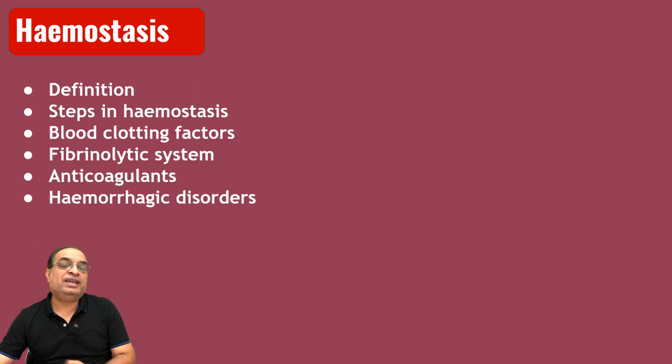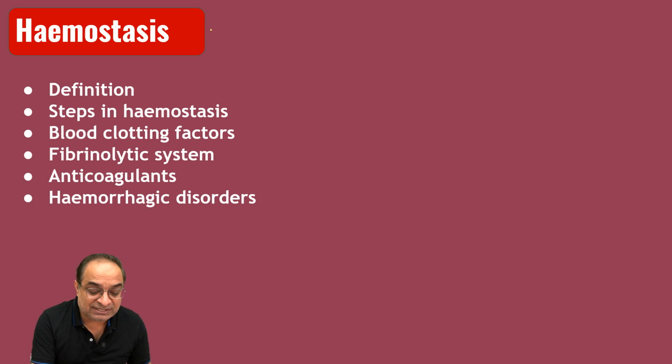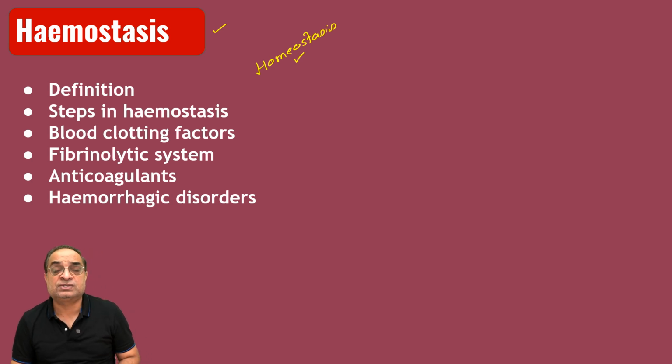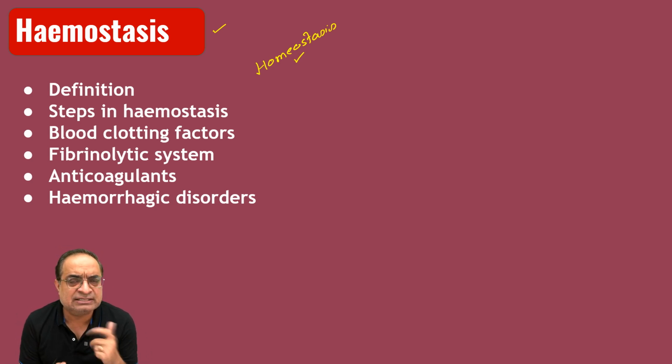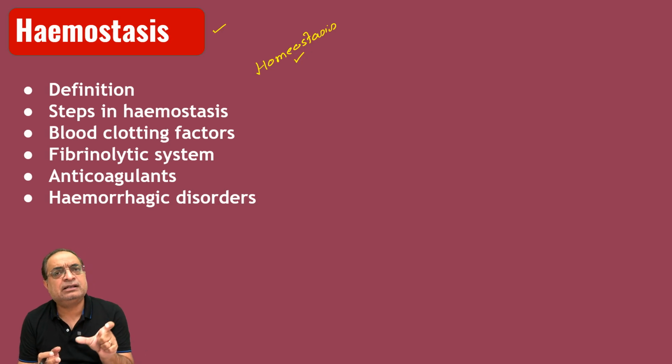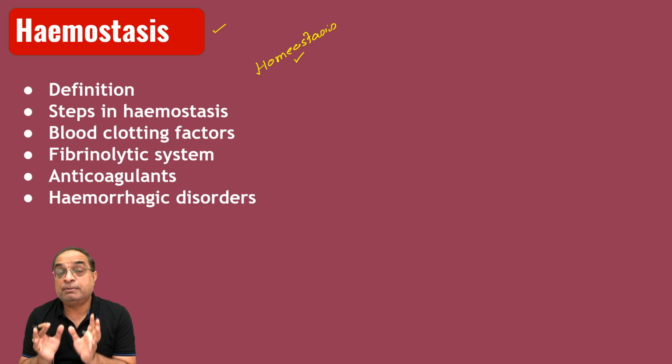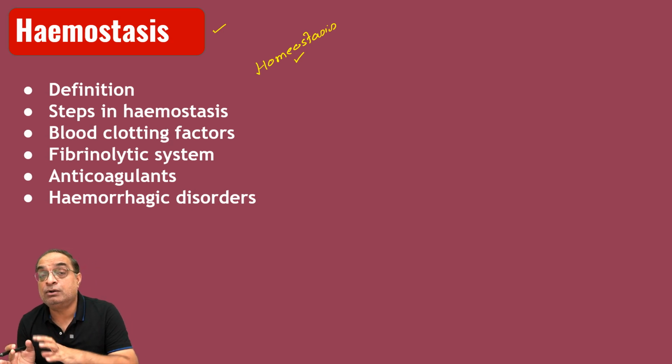Then another very interesting topic, that is hemostasis. Please do not confuse it with homeostasis. Homeostasis is the maintenance of constant internal environmental conditions irrespective of the changes in the external environment. That is a separate topic of general physiology. It is hemostasis, prevention of blood loss.